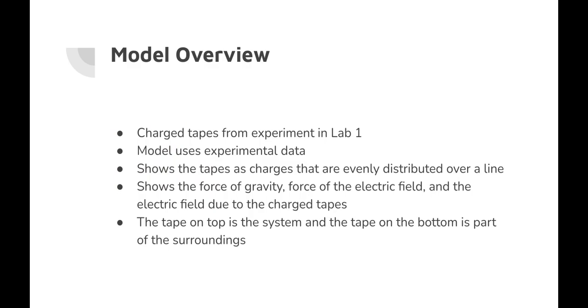For the model, we were using the charged tapes as the experiments from lab 1. We were using the experimental data from that lab within the model. We're showing those charged tapes as the charge evenly distributed across the line, and the force of gravity, the force of the electric field, and the electric field due to the charged tapes are all shown within the model. The system of the model is the tape on top, and the tape on the bottom is part of the surroundings.